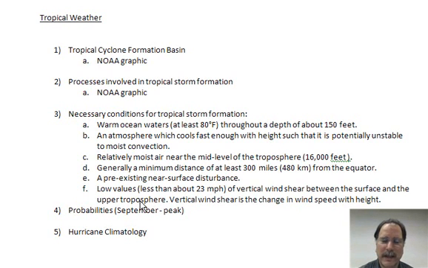And this last item is an interesting one. Basically, if there's a lot of vertical wind shear, which means change of wind in terms of speed and direction with respect to altitude, if there's a lot of that going on, that tends to reduce or inhibit or completely cause tropical systems to fall apart.